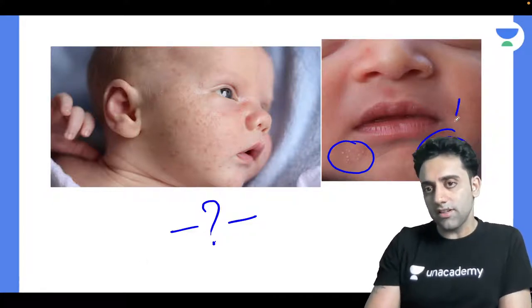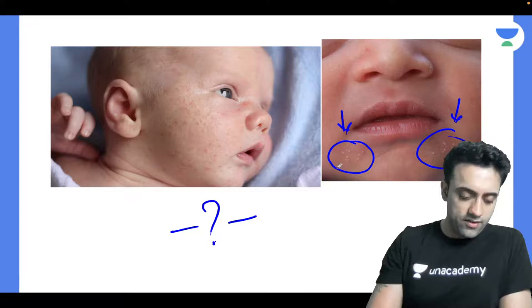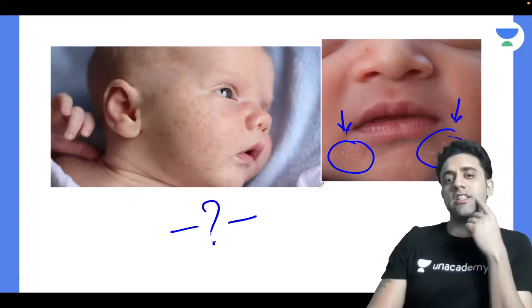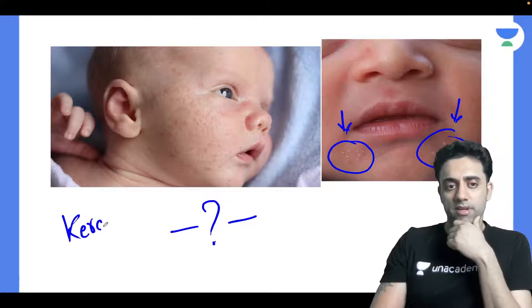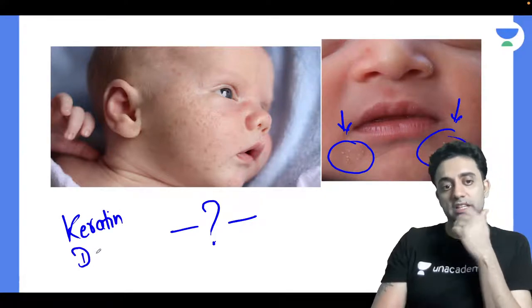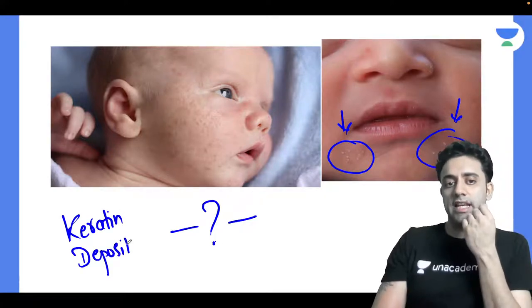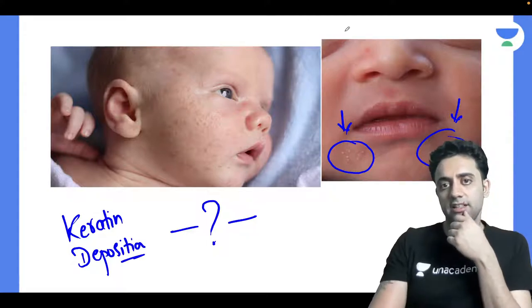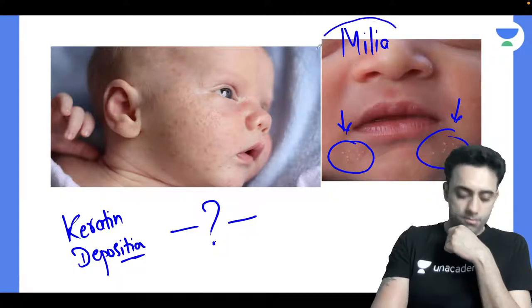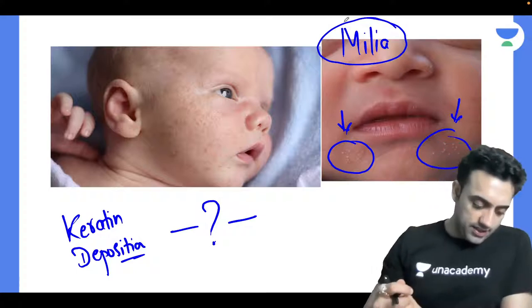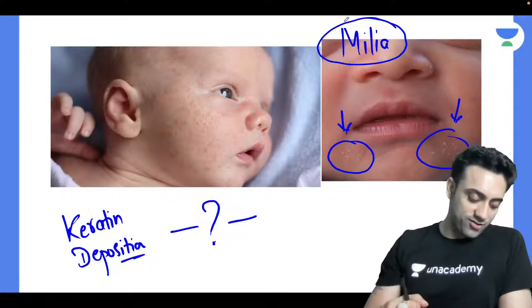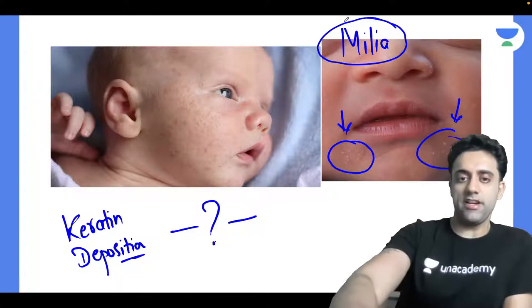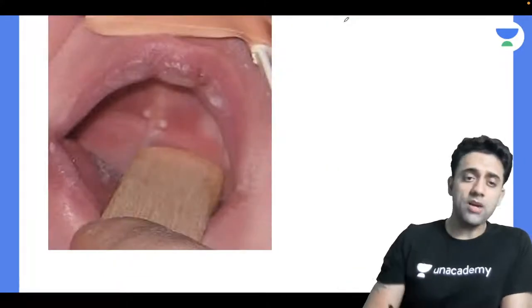So what is this picture? Anyone? Yes, very good. If I give you the hint that this baby has keratin deposition beneath the skin, whenever there is keratin deposition beneath the skin, it's a typical case of milia. Exactly, very true. So it's nothing but milia. Next question. What is this?